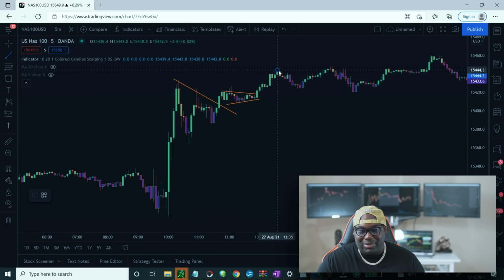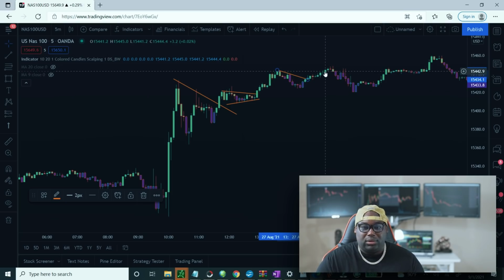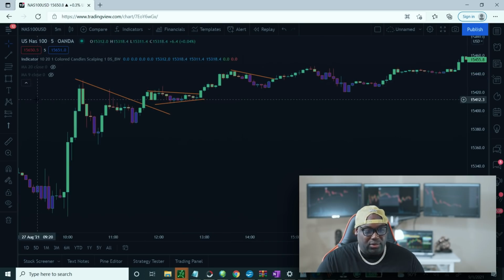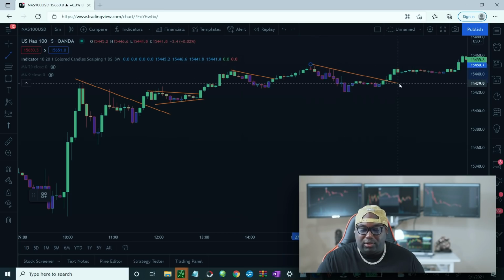To me, this is not the best looking trend line break, but it did give you some decent profit. So it pulled back again, okay? Give you this nice trend line right here. So right here, you can actually go right here and look for trend line breaks.